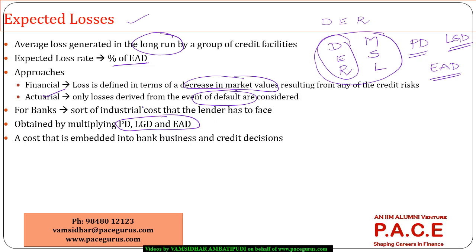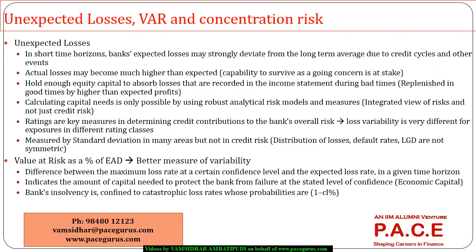And coming to the banks, from the bank's perspective, expected loss is a kind of an industrial cost that the lender has to face, which means this has to be taken into the financial statements of the bank. It has to be a part of the losses that are already known. So it has to be embedded. It's a kind of a cost that they have to embed as a part of the banking business and the credit decision. So that much of loss is expected. So whatever is the portion of the loss that is expected, it has to be embedded into the overall banking business as well as the various credit decisions that are typically taken.